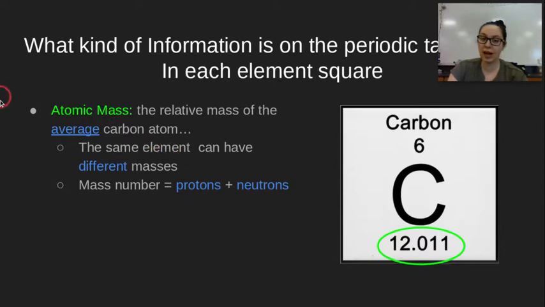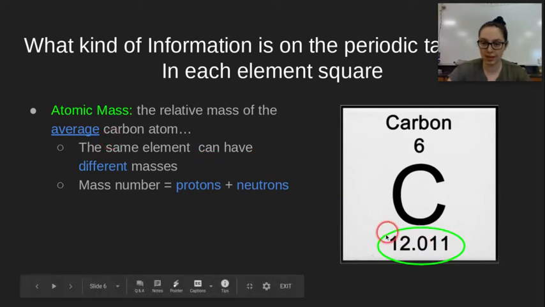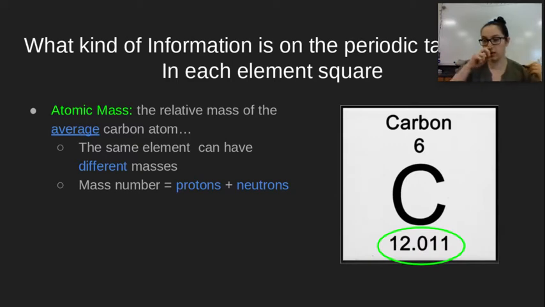We have to say average because the same element can have different masses. Those are called isotopes. We're going to talk about them later in a couple weeks. Our mass number will be protons plus neutrons, and that will be a whole number. But the atomic mass is kind of the average. And so some carbon atoms have a mass of 12. Some carbon atoms have a mass of 14, so that's 2 more neutrons.